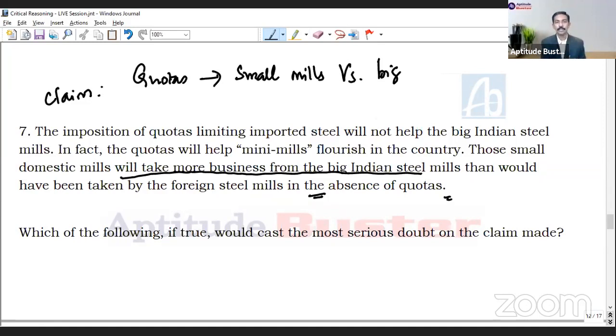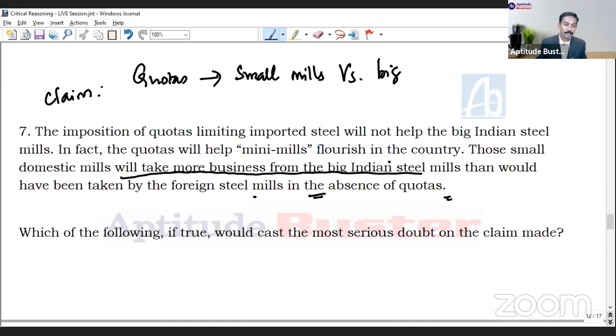With the imposition of quotas, the quotas are going to benefit the small mills, thereby these small domestic mills will compete with big ones. Then look at the second part: would have been taken by the foreign steel mills in the absence of quotas. So in the absence of the quotas, the big Indian steel mills were competing with foreign steel mills. With the imposition of quota, compared to the foreign steel mills, big Indian steel mills will face competition from the smaller ones. That is the claim.